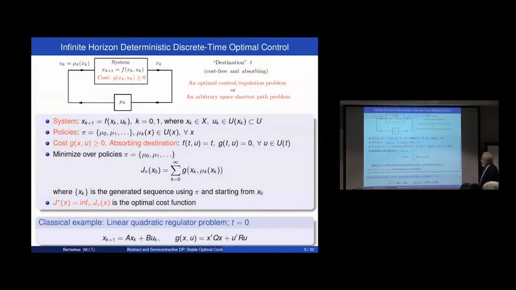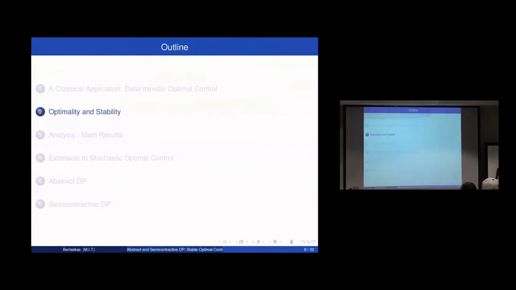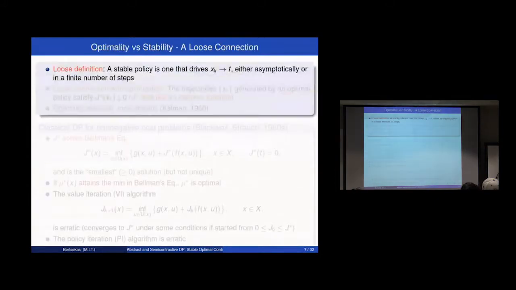A classical example is the linear quadratic regulator problem. The destination state is 0. You have a linear system defined by matrices A and B, and the cost per stage is quadratic. A quadratic with a positive semi-definite matrix Q, and a quadratic from the control with a positive semi-definite matrix R. And roughly speaking, here you have a linear system. You want to bring it down to the origin with a minimum cost. Very important problem. And let me try now to make a connection between optimality and stability.